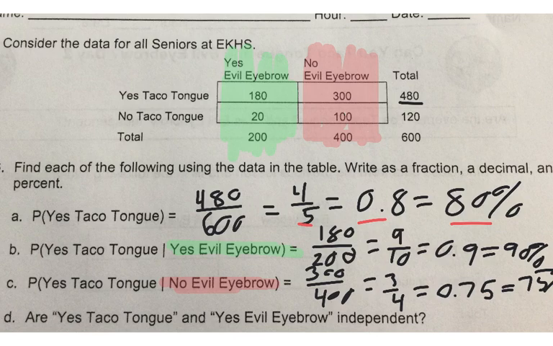Questions? So are yes taco tongue and yes evil eyebrow independent of each other? No, because these percentages did not match. That means they are not independent.